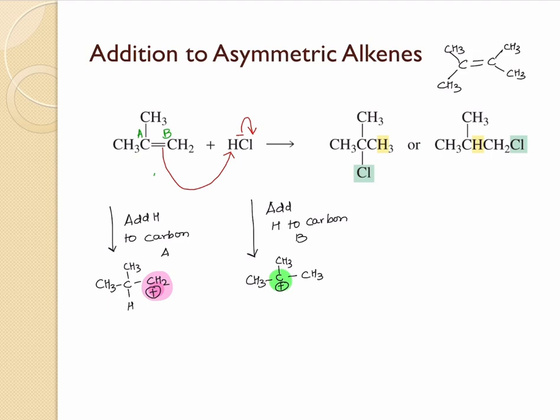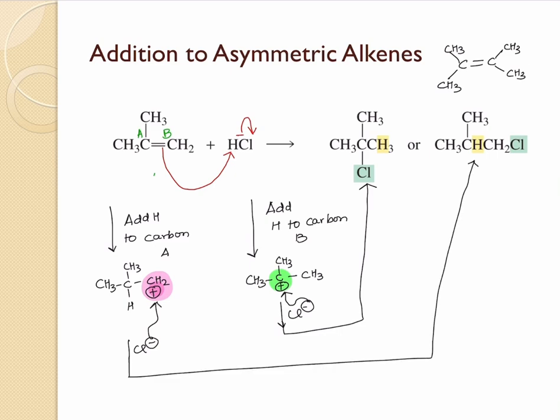Now, in the next step, the Cl- is going to make a nucleophilic attack on the carbocation to form the product. So if the Cl- attacks this carbocation, it's going to lead to the formation of this product. And if the Cl- attacks this carbocation, it's going to lead to this product. Now, between these two, which one of these products is going to be formed?